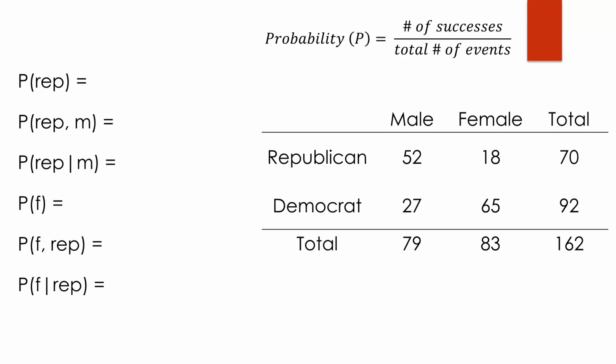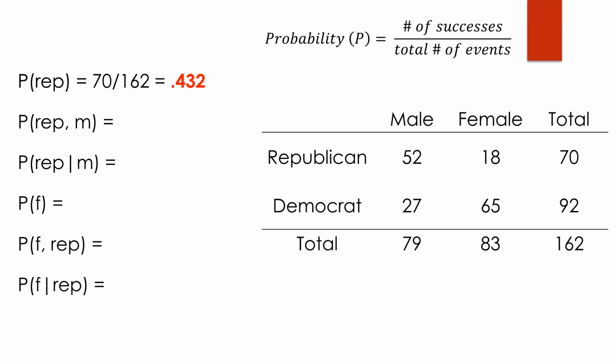So hopefully you paused the video and gave yourself some time to work these out. Let's see how well you did. What's the probability of being a Republican? Well, we're not looking at male or female. We're just looking at Republicans. So there's 70 Republicans out of 162 people total. That's 0.432. That's the probability of being a Republican based on this data set.